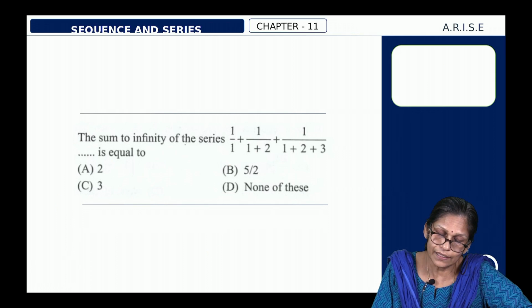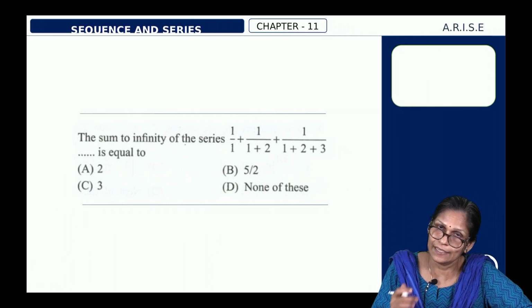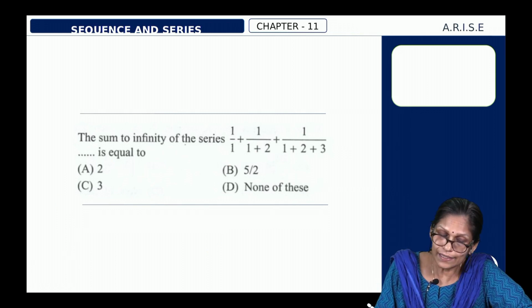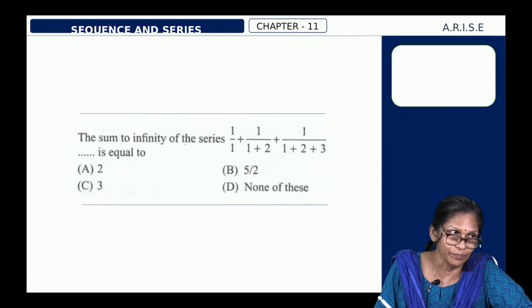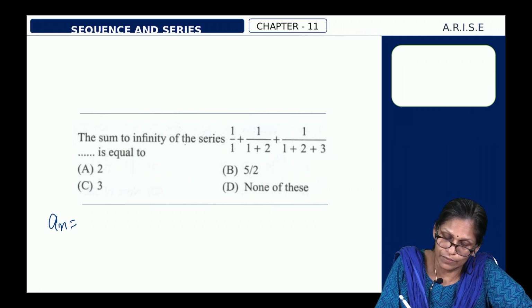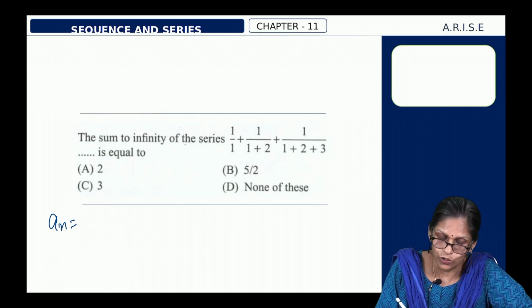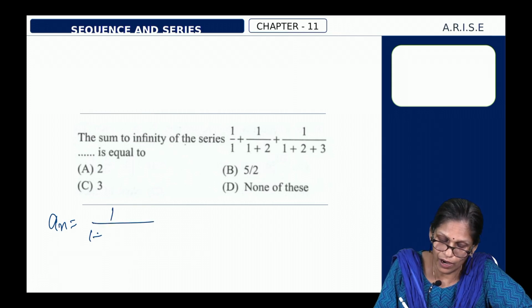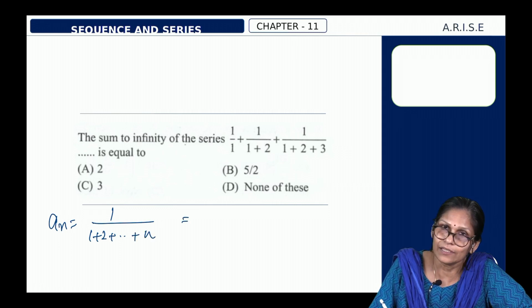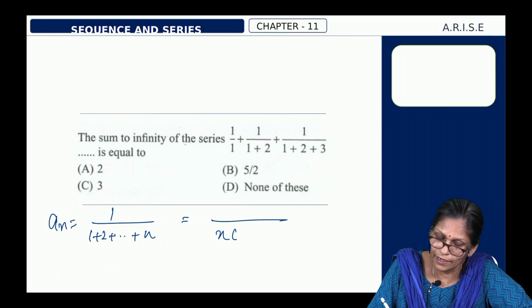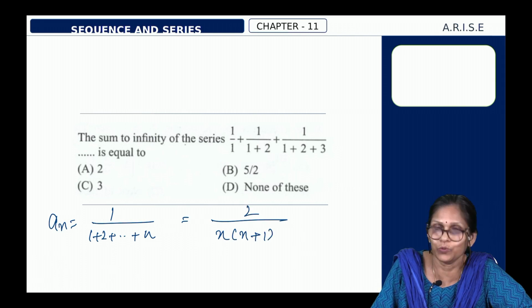Now, the sum to infinity of this series. Let's write down its general term. What is that? The third term is 1 by 1 plus 2 plus 3. So, the nth term will be 1 by 1 plus 2 plus etc. plus n. Sum of the first n natural numbers is n into n plus 1 by 2.